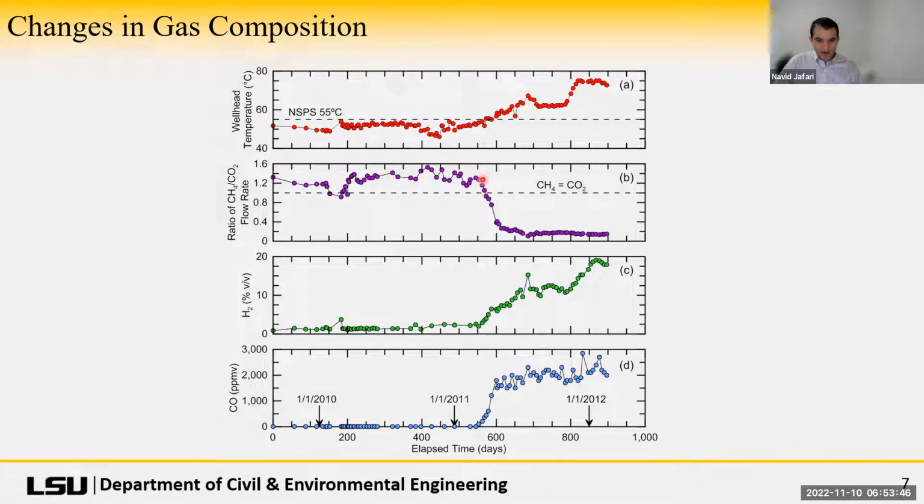And then somewhere around time 500 to 550, we see a gradual increase in wellhead temperature, and with that a precipitous drop in methane to carbon dioxide ratio. So that's the interplay between increasing temperatures inside the landfill, although this is a wellhead temperature, but the gas is providing another proxy, or even a better, faster signal, that there's something changing inside the landfill.